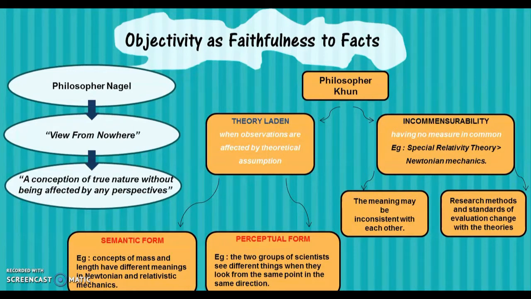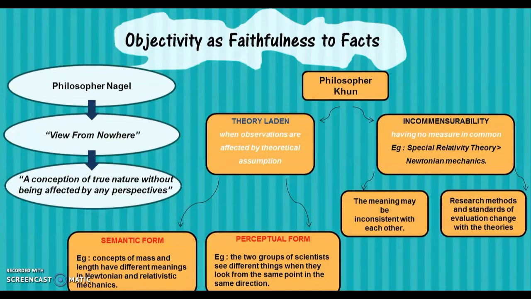Next, we move to theory-ladenness and incommensurability. Observations are said to be theory-laden when they are affected by theoretical assumptions held by the scientists. Two forms of theory-ladenness should be kept separated. First is semantic form. The meaning of observational concepts is influenced by theoretical assumptions and prediction. For example, concepts of mass and length have different meanings in Newtonian and relativistic mechanics.